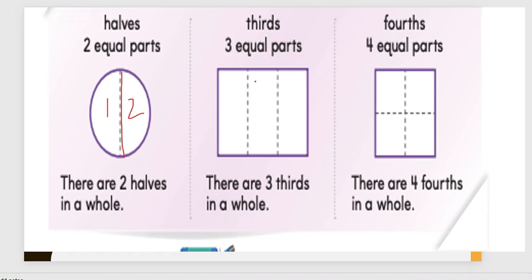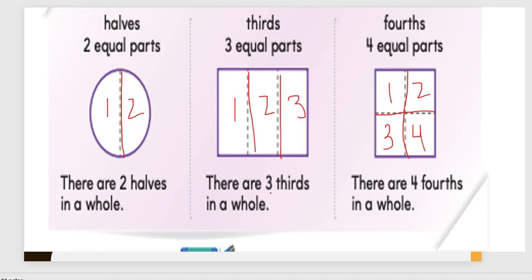Over here, when we divide up this square into three equal parts, 1, 2, and 3, those are called thirds. So 3 equal parts is called thirds. And then lastly, over here, we've divided up into 4 equal parts, 1, 2, 3, and 4, and those are called fourths. So we have 2 halves in a whole.